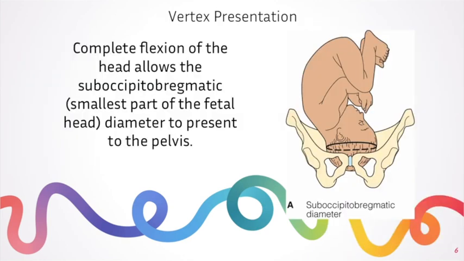So let's talk about complete flexion, which again is this fetal position, right? We already talked about that. This baby is all tucked in, chin to chest. The knees are up, all right? And this position here allows the smallest part of the baby's head to present into the pelvis.